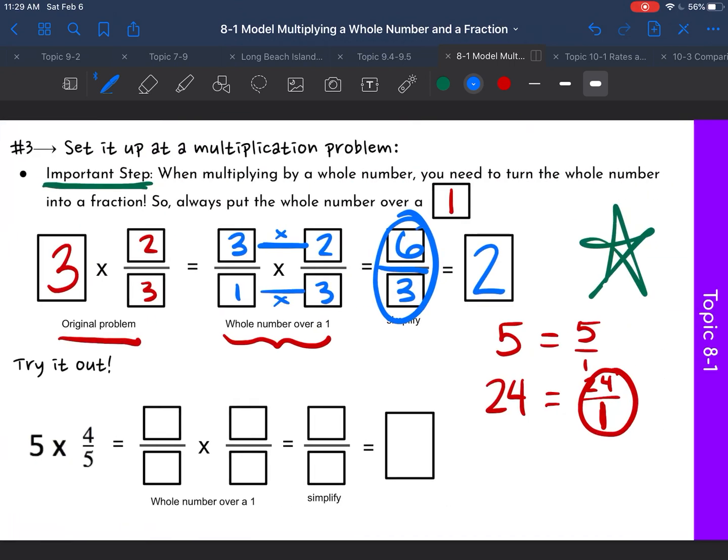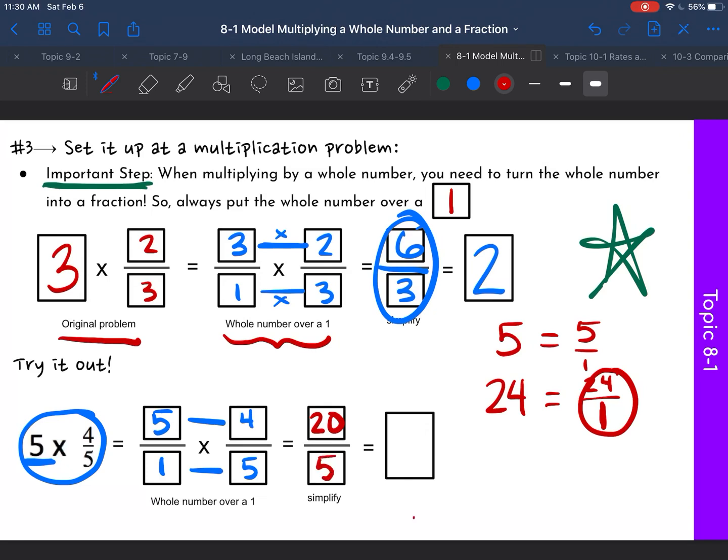So let's do an example of that method. 5 times 4/5. We want to write out with our whole number over a 1. So 5 over 1 times 4/5. And then again, when we multiply fractions, all we need to do is just multiply the numerators, multiply the denominators. So 5 times 4 is 20. 1 times 5 is 5.